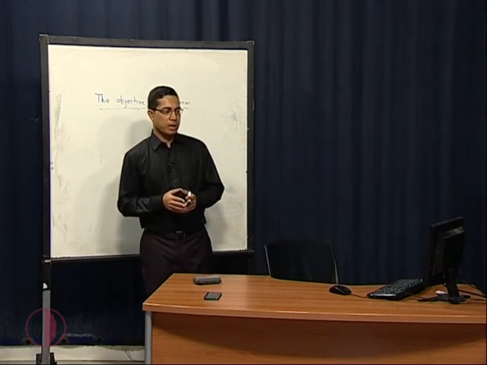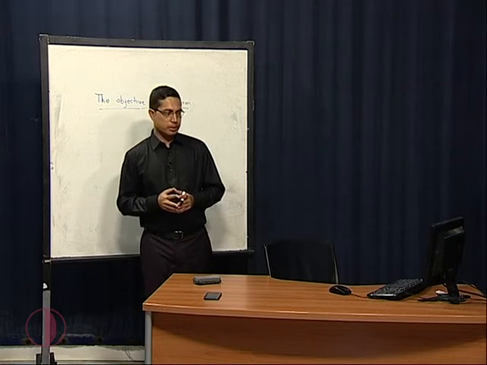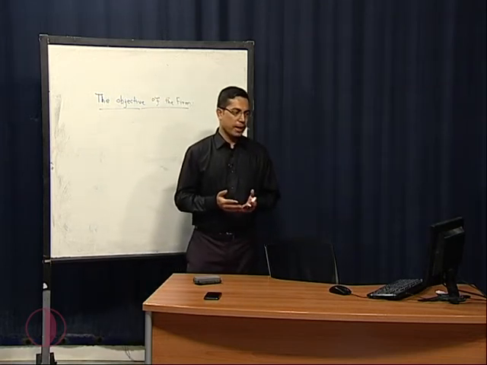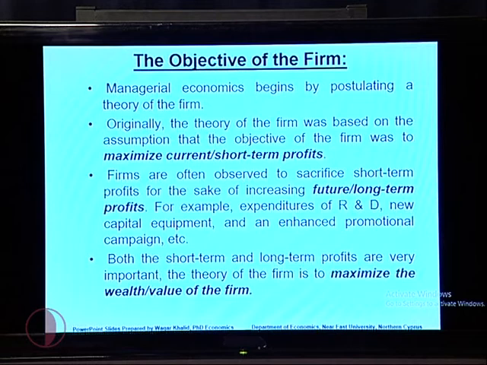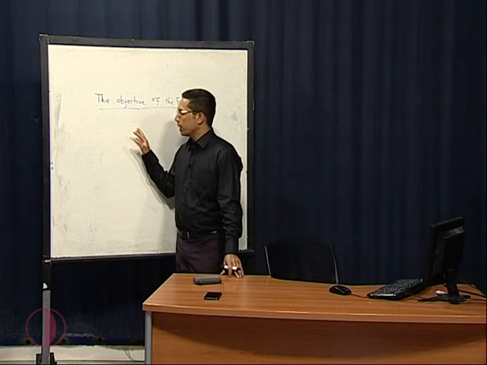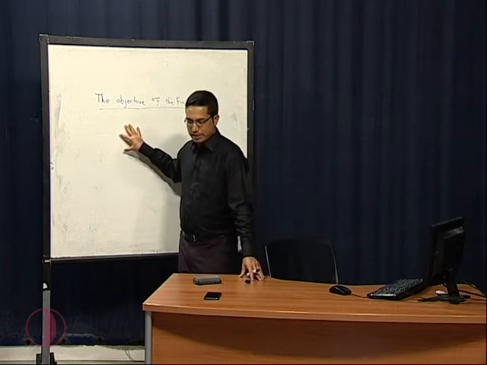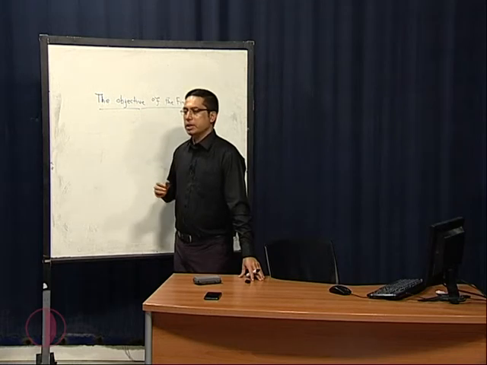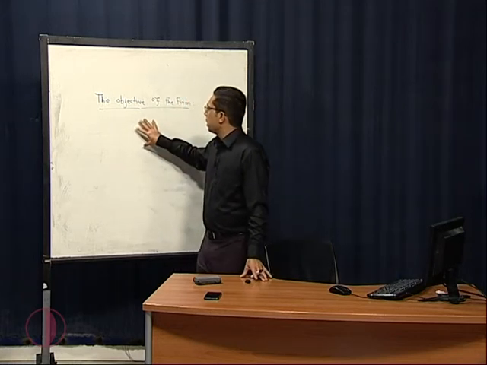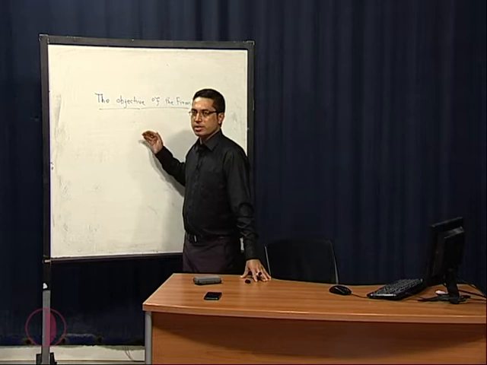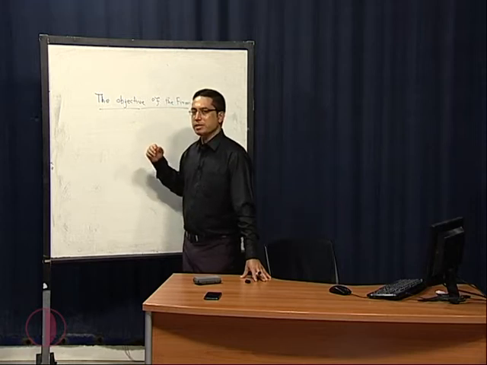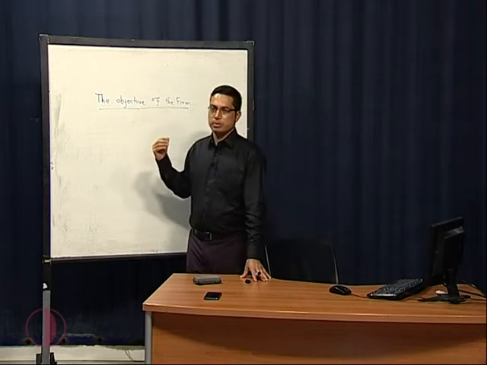For example, expenditures on research and development, new capital equipment, and an enhanced promotional campaign. So it means that both the short-term and long-term profits are very important, and the theory of the firm is to maximize the value or wealth of the firm. So originally, the theory of the firm was to maximize the profit in the short run. But if we see the functions of the firm, nowadays they are interested to increase the long run profit. So it means the firms are interested to increase the wealth of the firm.